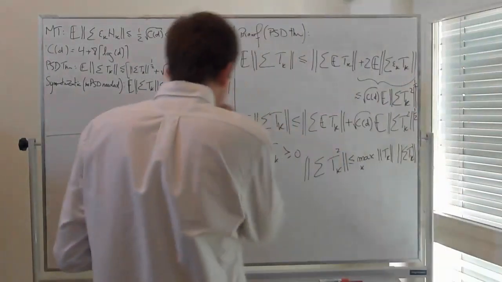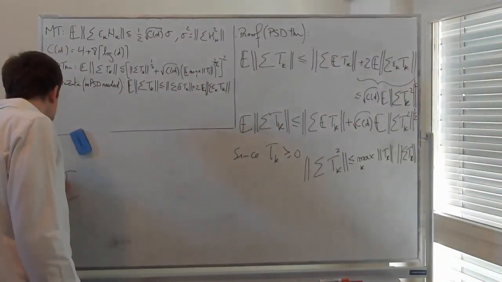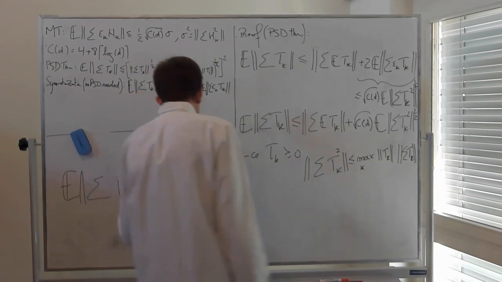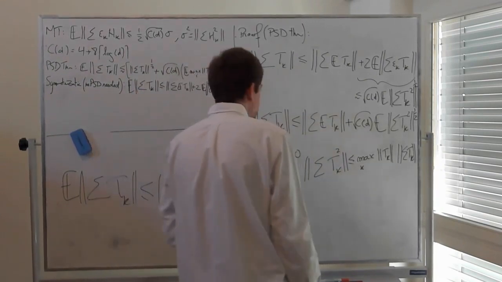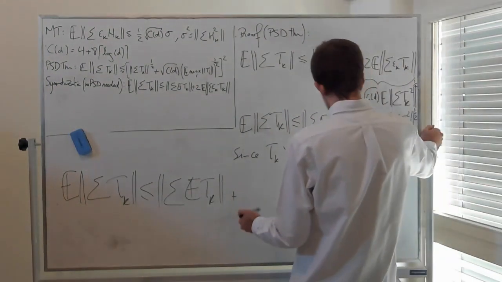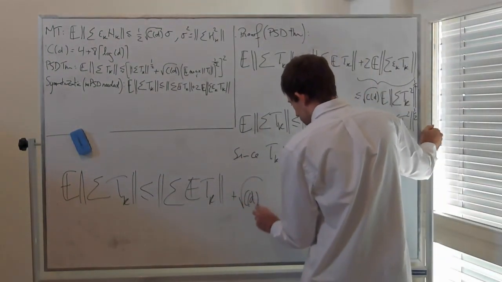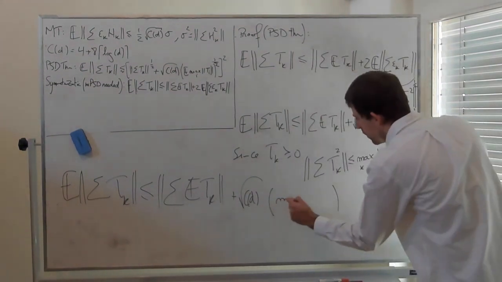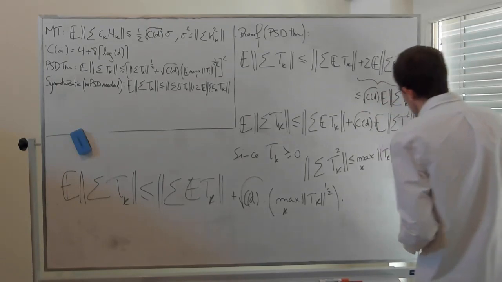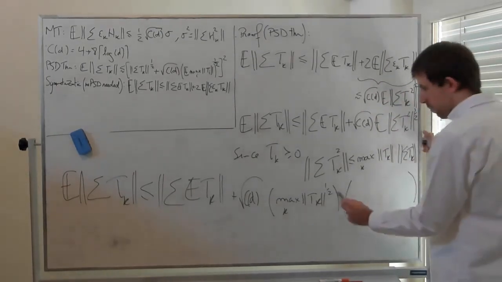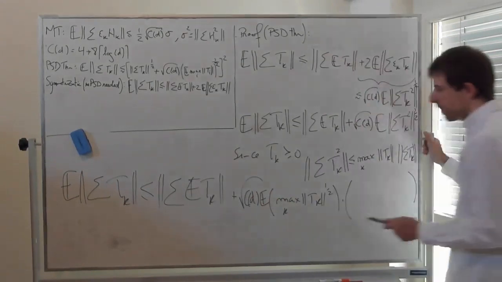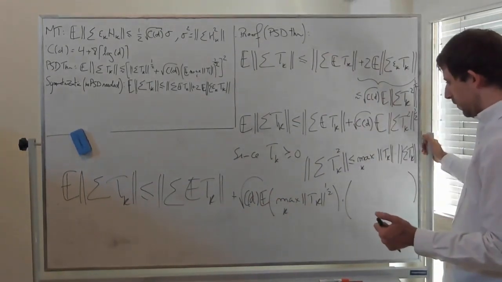Let's write our expression. What we have is that the expected value of the sum of the tk's is now smaller or equal than an expected value term, plus the square root of CD times the square root of this term. We can put the square root here, times the square root of this term. So we have the expected value outside for now.